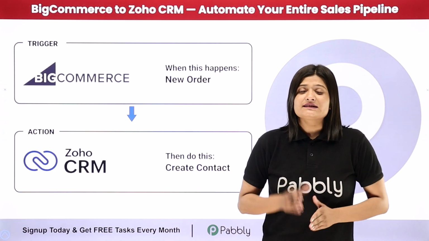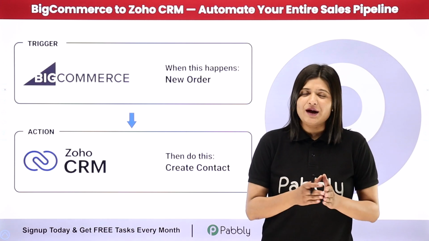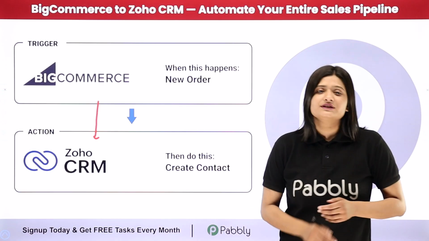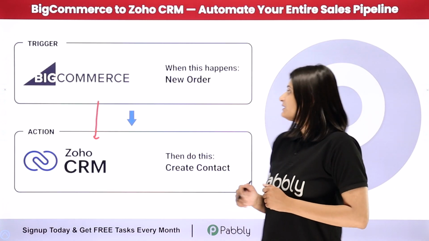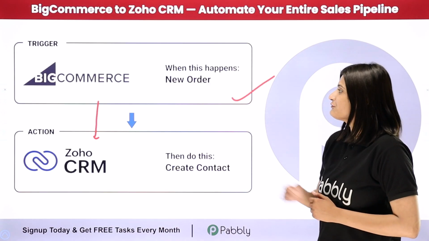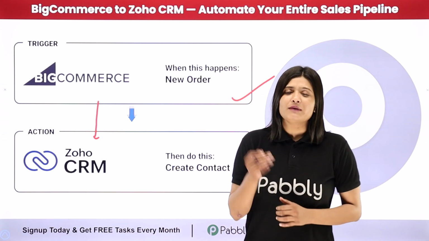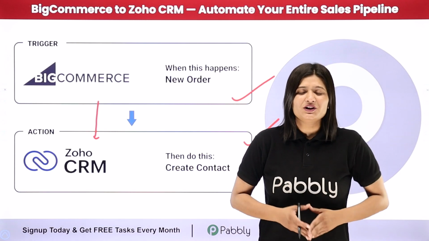So Pabbly Connect is an amazing automation and integration software which requires no coding or programming skills. Here I just need to build a connection between BigCommerce and Zoho CRM. With the help of Pabbly Connect, I'm going to build this connection in such a manner that whenever I receive a new order from BigCommerce, I'm automatically going to create this as a contact in my Zoho CRM. Now if you want to learn the step-by-step process, then let me take you all to my screen.